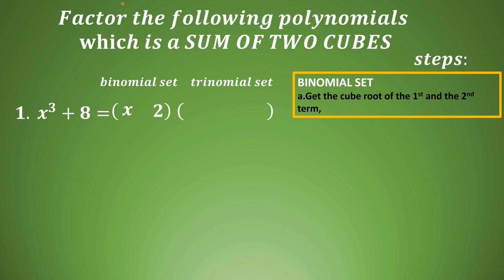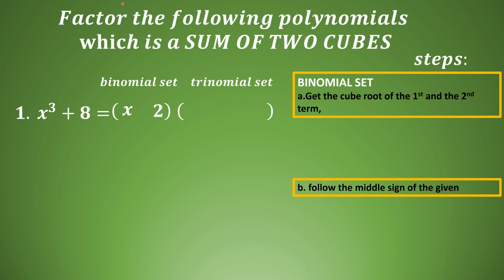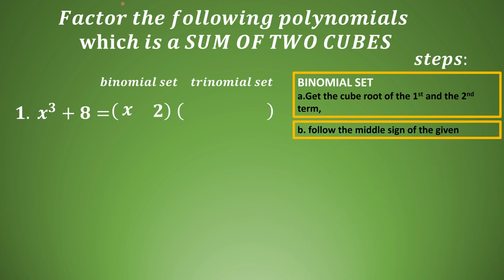And what should be the sign between x and 2? That will be our second term. We need to follow the middle sign of the given. So our given is x cubed plus 8. So that plus will be followed as the sign between the cube root of the first and the cube root of the last term.